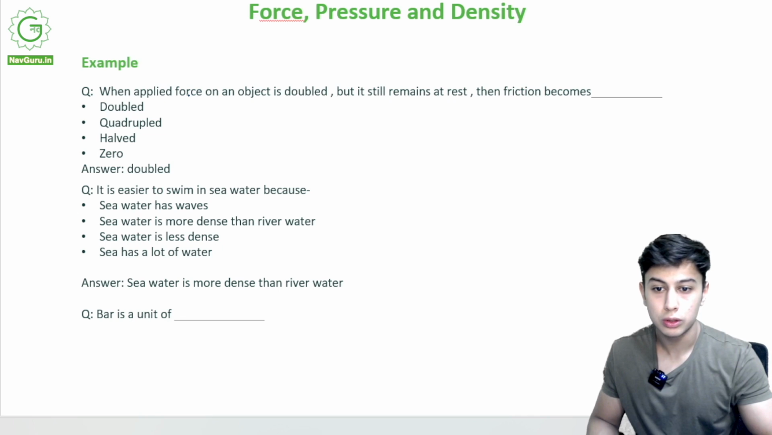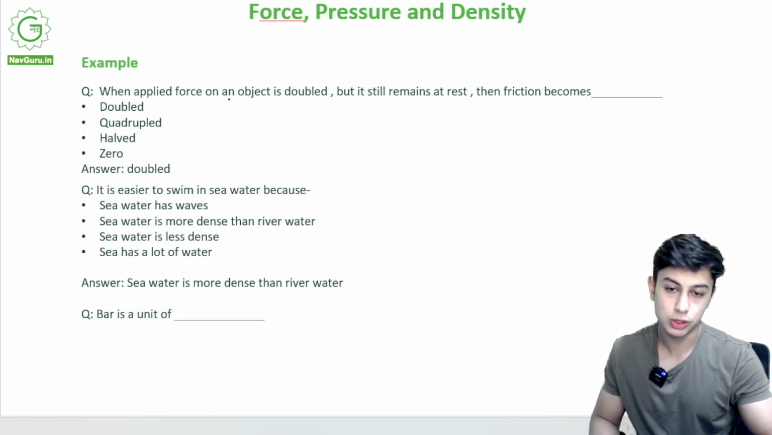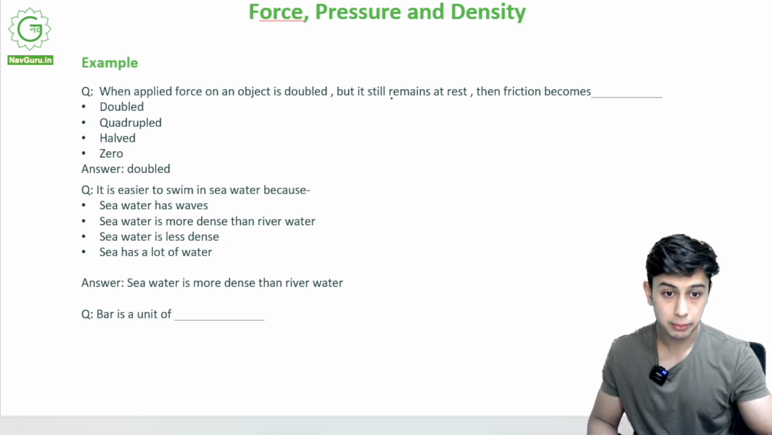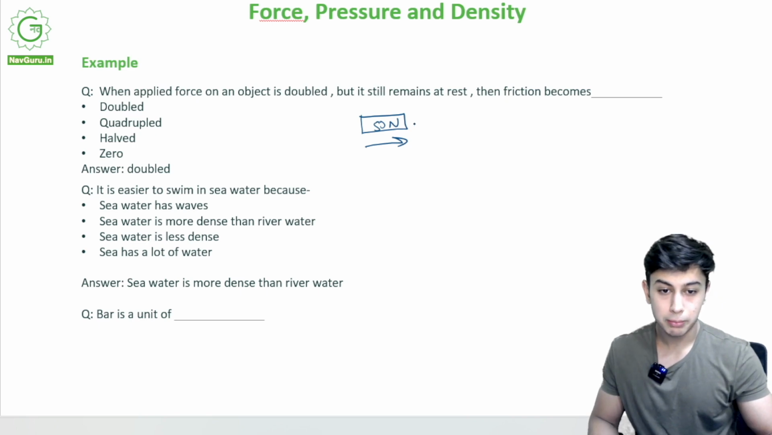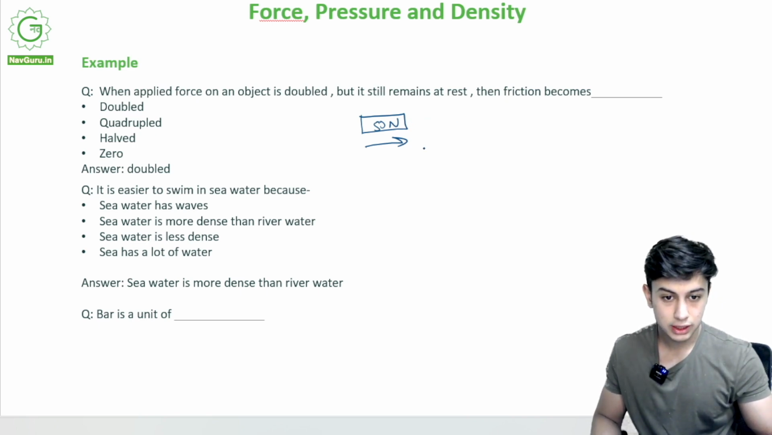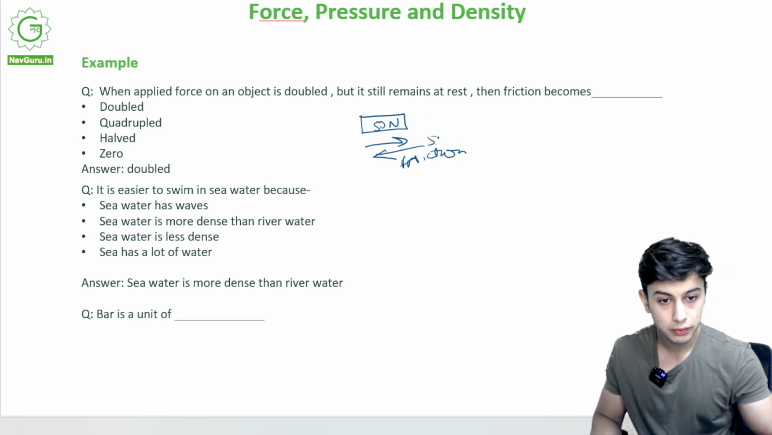Alright, so our first example: when applied force on an object is doubled but it remains at rest, then the friction becomes how much? If you remember in the class I have told you, supposedly I am applying a force of 50 Newton in this direction. So that my brick does not move in this direction, I need to have an equal and opposite force, which is friction. But for it to be equal, it will be 50 Newton.